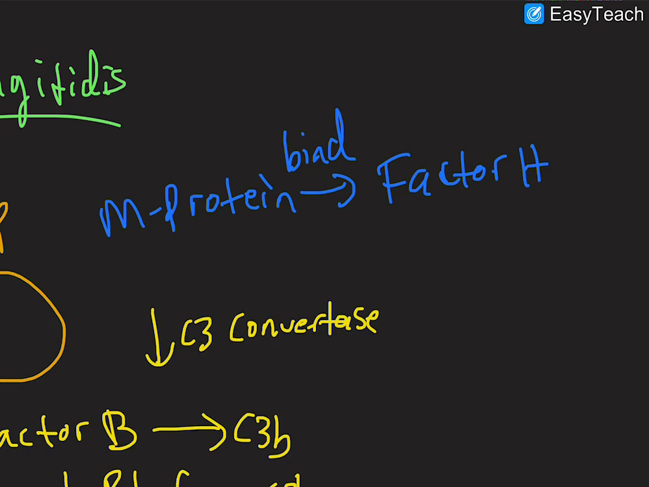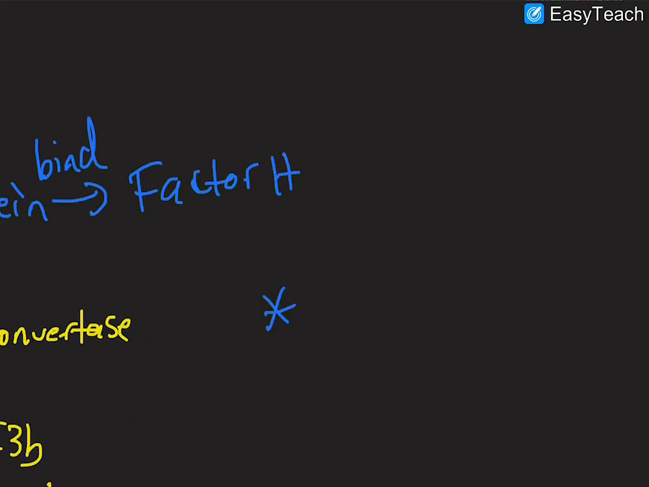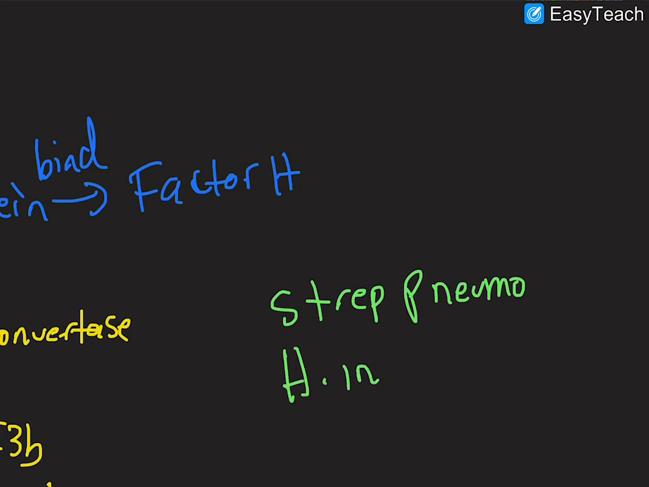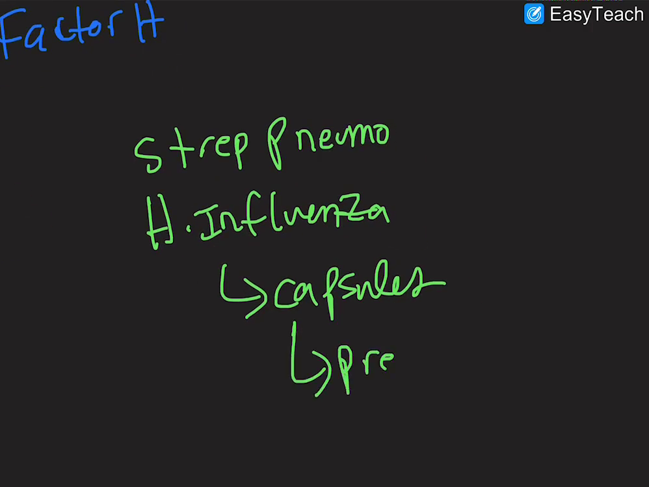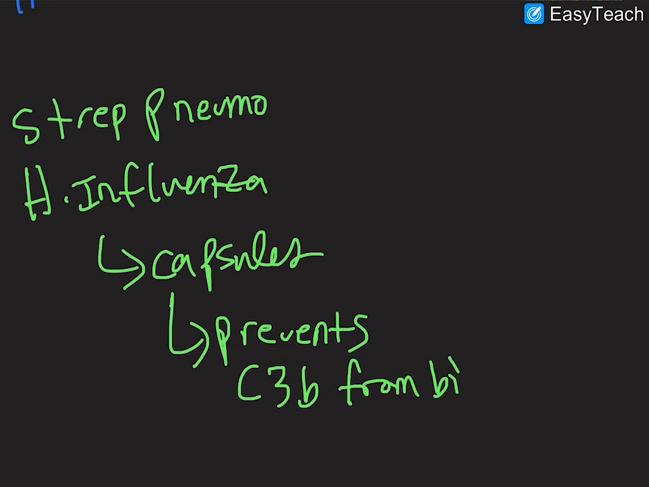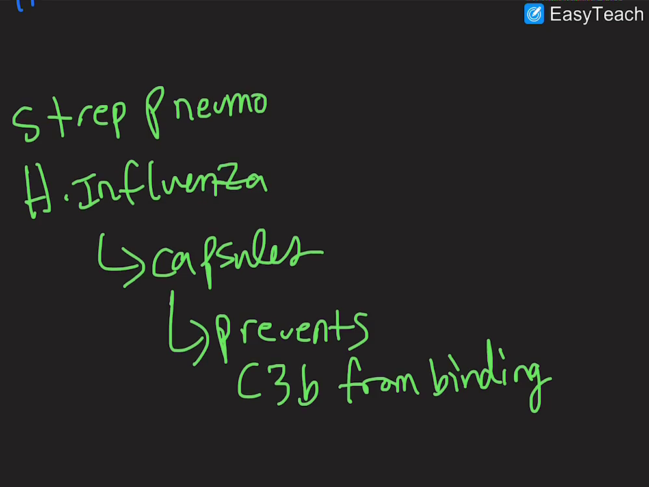Now, certain pathogens have thick polysaccharide capsules. What are those pathogens? If you recall from micro, we have certain pathogens like strep pneumo and Haemophilus influenzae that have thick polysaccharide capsules around them. And this actually prevents C3b from binding onto the pathogens, that being Haemophilus influenzae and strep pneumo.